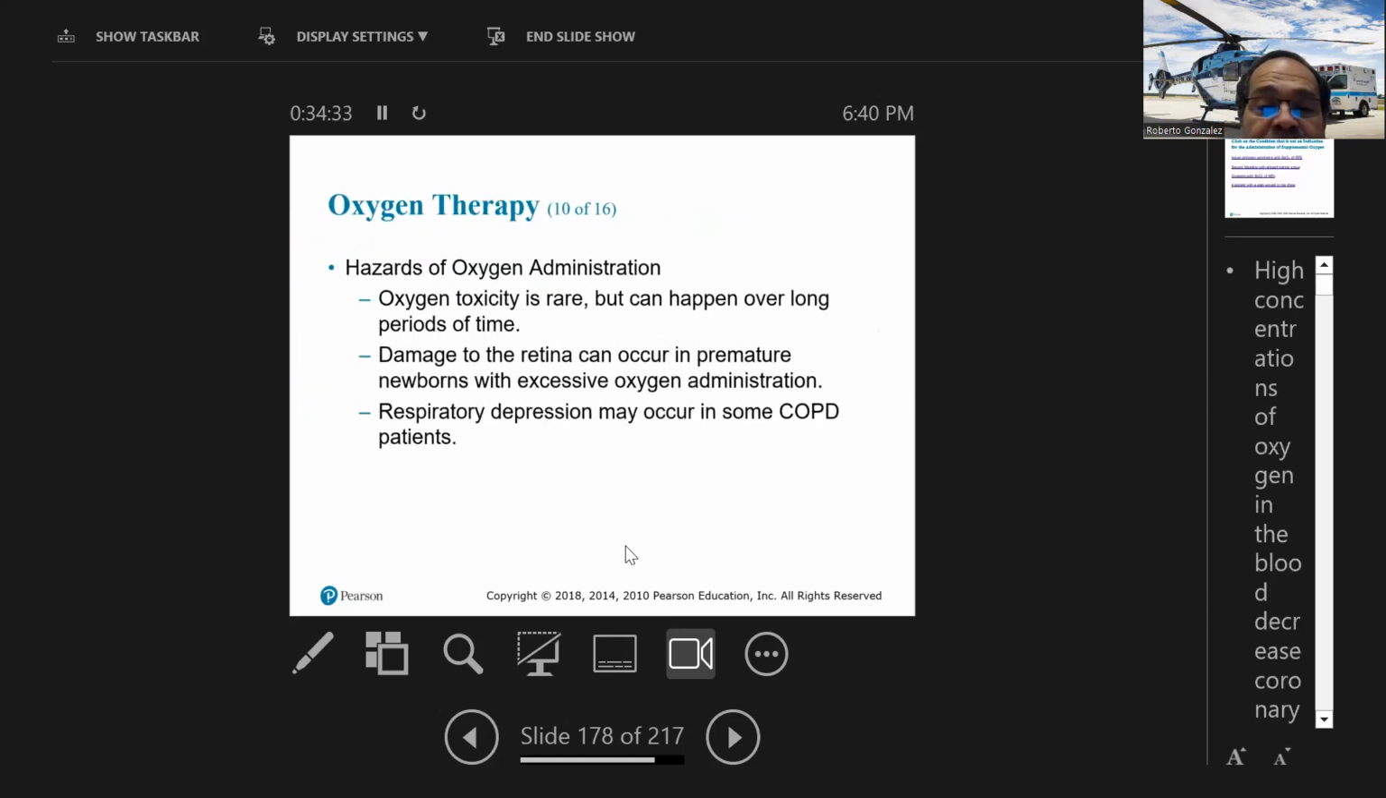Okay, hazards. Oxygen toxicity is rare, but can actually happen over long periods of time. Damage to the retina can actually occur in premature babies, and that's retinopathy of prematurity. Respiratory depression may actually occur in some COPD patients.